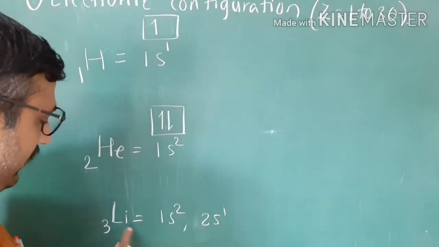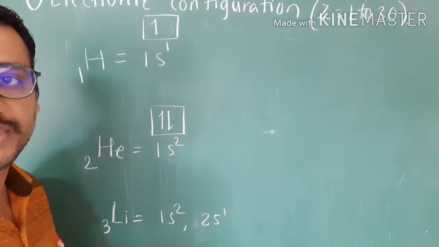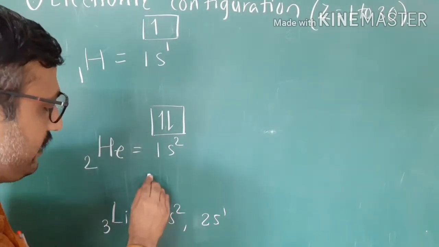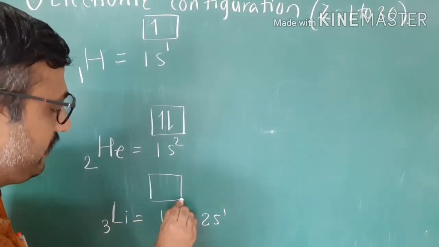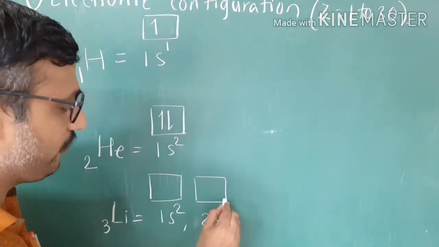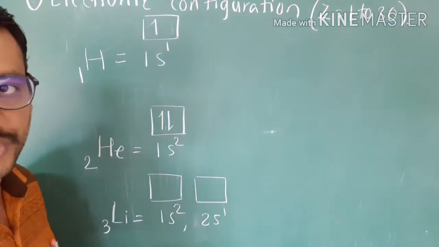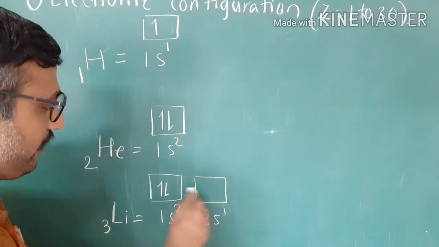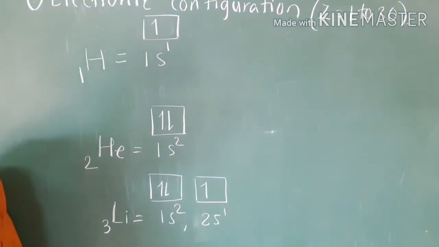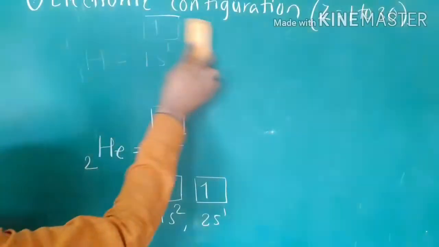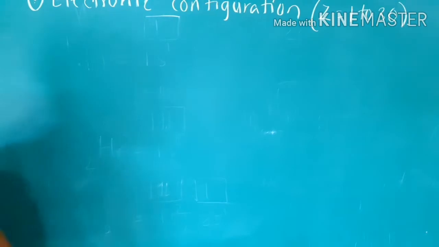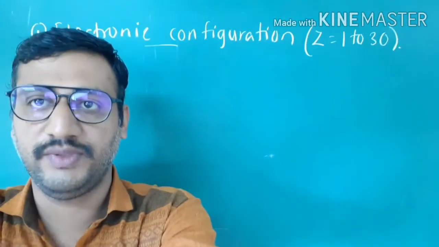Lithium consists of a total of 3 electrons, and out of the 3, 2 electrons are present in the 1s subshell. The 1s subshell is made up of one orbital, that's why one block is shown. 2s is also made up of one orbital, so one block is shown. So this is the electronic configuration of lithium: 1s2, 2s1. Now let's proceed. Hydrogen, helium, lithium: the first 3 elements, we saw their electronic configuration.